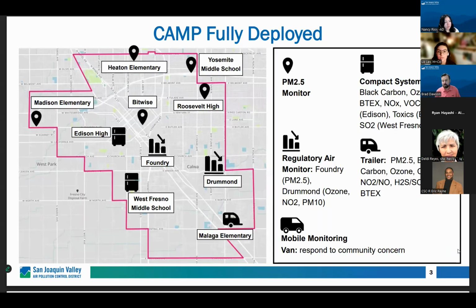And as you can see, we're going over the implementation. These are all the air monitoring sites that we have in the Fresno AB 617 area. We have deployed all the monitors into this community. There are a couple monitors as well, Foundry and Drummond. Those are permanent air monitoring sites. Those are regulatory air monitoring sites that are also included in your area.